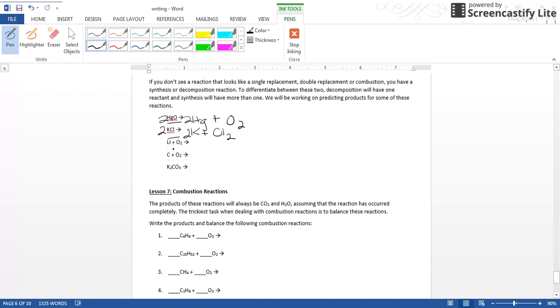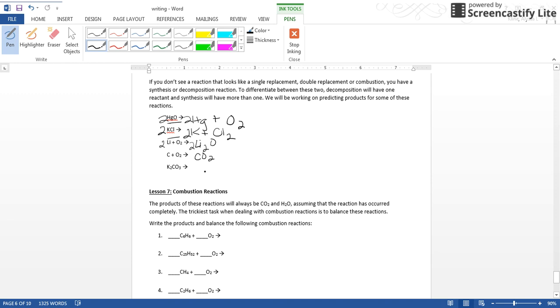When we look at lithium and oxygen, those two are going to come together. We know it's not decomposition because there's not just one reactant, so the opposite is going to be true. They're going to come together to form one thing. So we've got lithium coming together with oxygen, meaning it's going to be Li2O, meaning we might need to balance it here. Okay. And then carbon and oxygen are going to come together forming CO2.